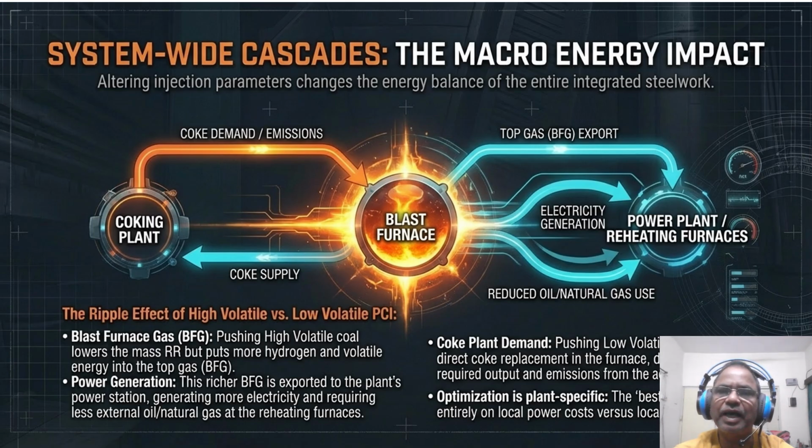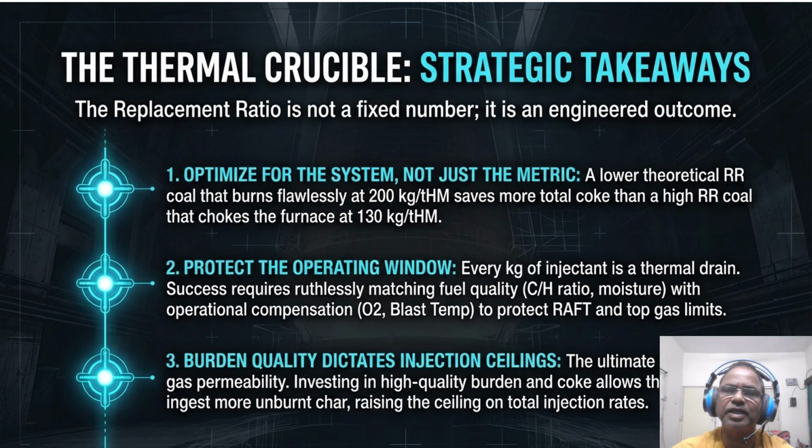So let's distill everything into our three strategic takeaways, and those are shared in this slide, on the thermal crucible, that is the strategic takeaways. So we wrap up with three rules for the modern superintendent or foreman or manager. First, optimize for the system, not just the metric. A coal that burns flawlessly at 200 kg per ton hot metal saves more total coke than a high replacement ratio coal that chokes the furnace at 130 kg.